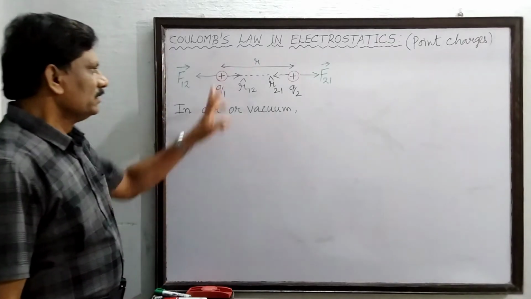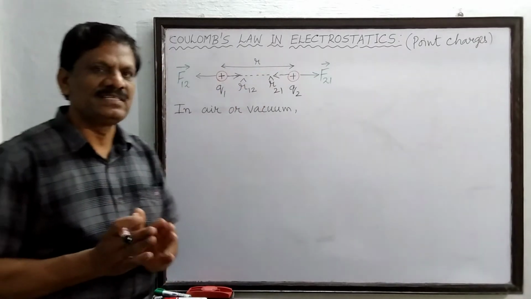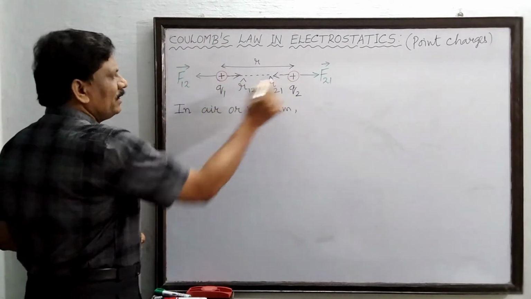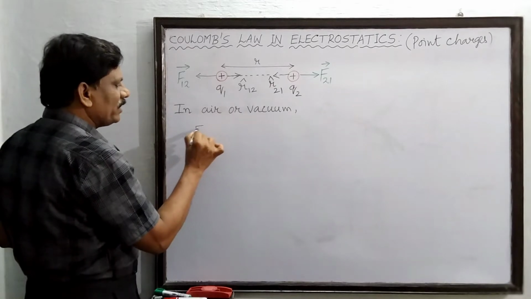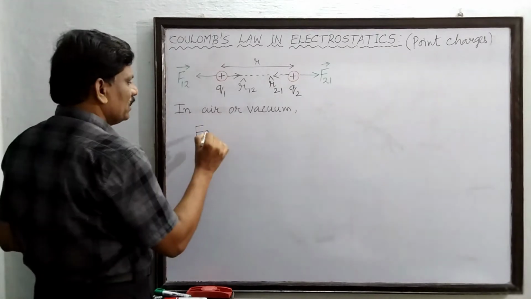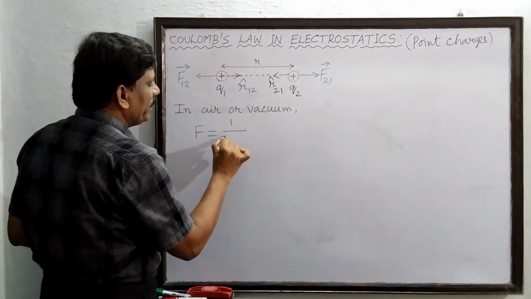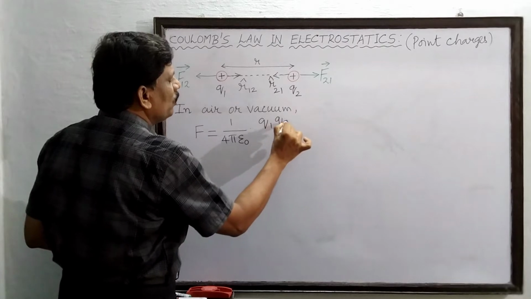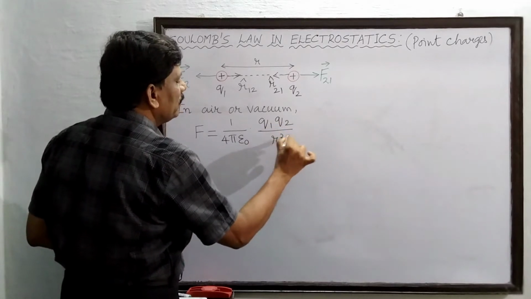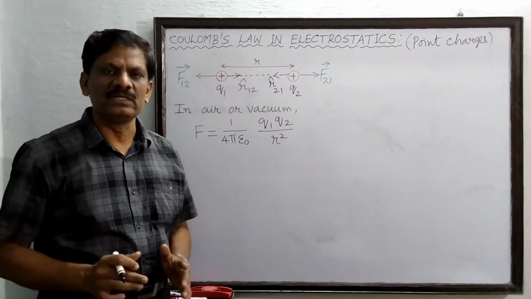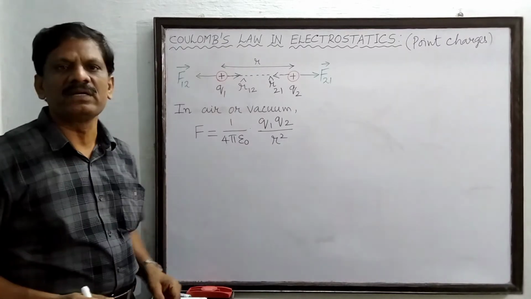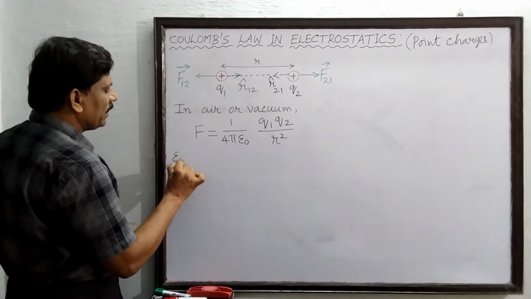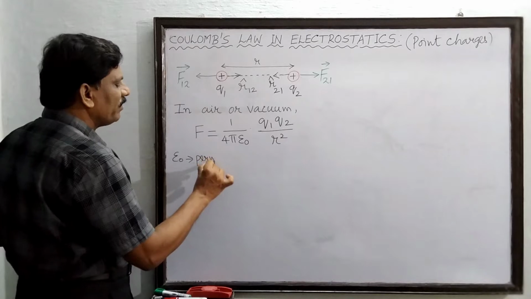Hi. Now we will place the two charges first in air or vacuum. Let us say that the magnitude of the electrostatic force between them is denoted by the symbol F. It is found to be 1 by 4 pi epsilon naught into Q1 into Q2 divided by R square. This is only the magnitude of the force between the two charges, where epsilon naught is the permittivity of free space.